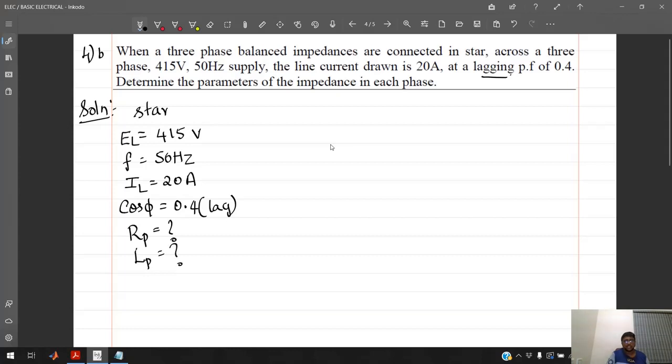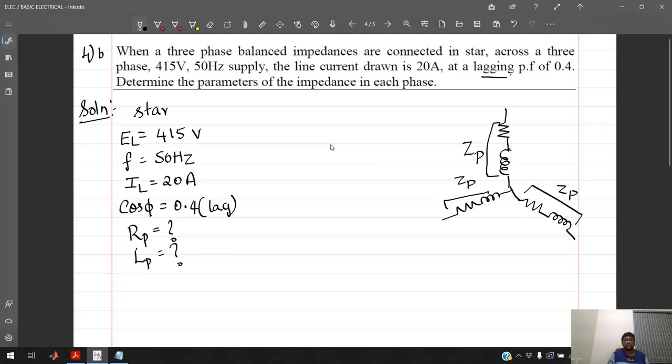So first you know that it is a three-phase AC circuit with RL in each phase, and it is balanced. Balanced means the parameters, this is your Z impedance, of all the three phases are the same. Now let us start solving.